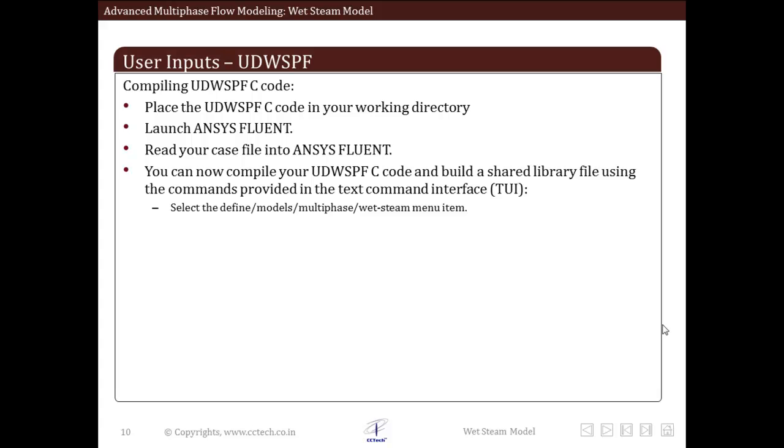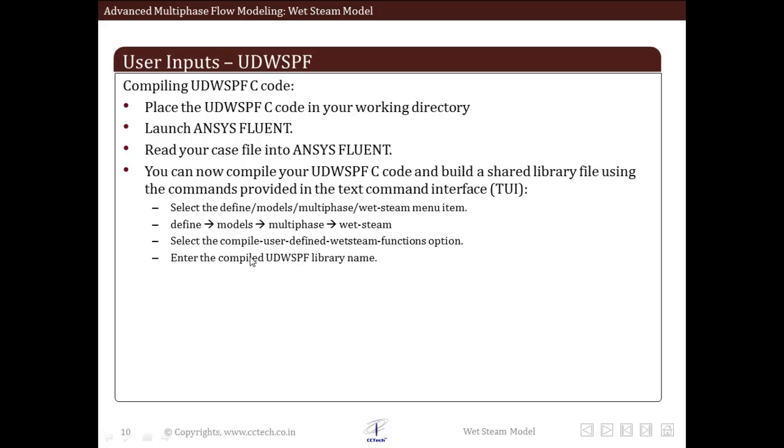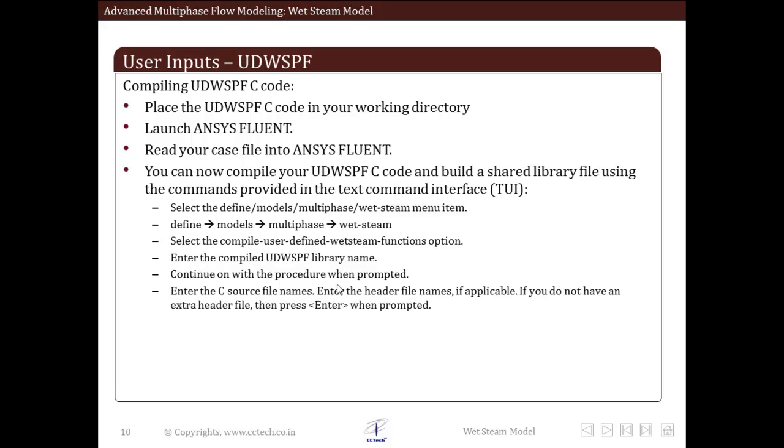First, we define models, that is the WetStream model, by going into Define, Models, Multiphase and WetStream. This is the standard procedure to activate the WetStream. Remember, before this, we have to activate the density-based solver. After this, we select the compile user-defined WetStream functions option. Then, we enter the compiled user-defined WetStream property function library name. Then we continue this procedure when we are prompted by Fluent.